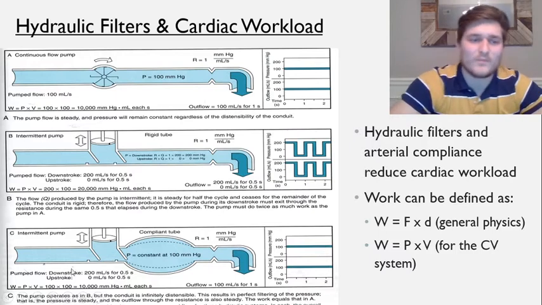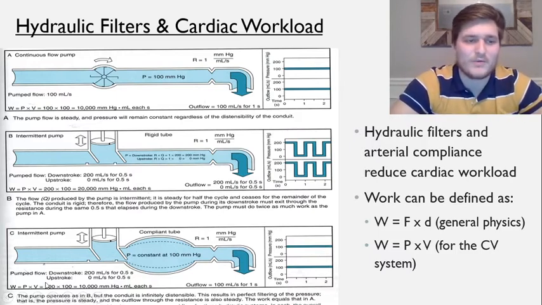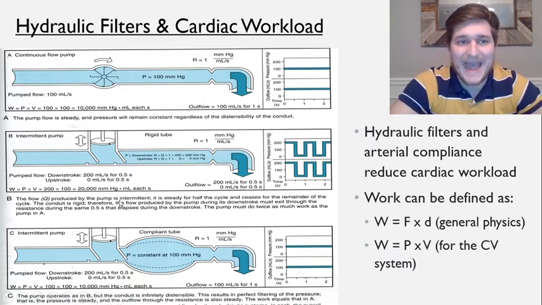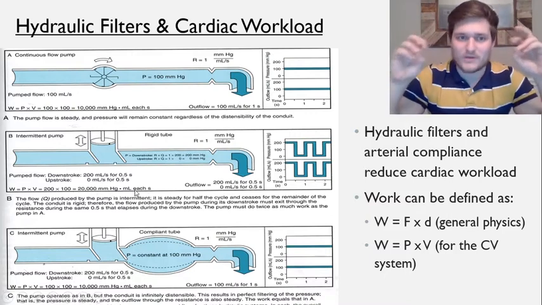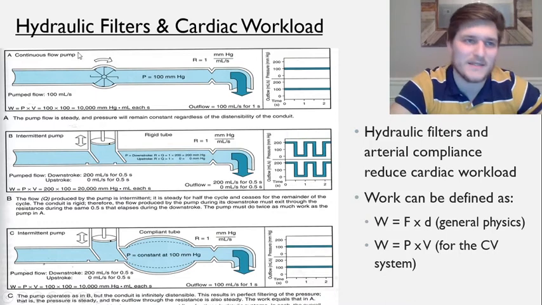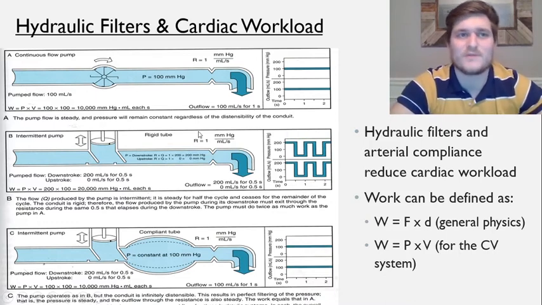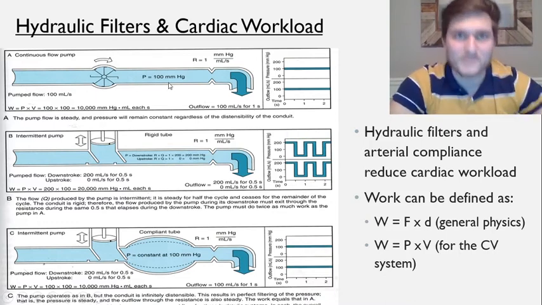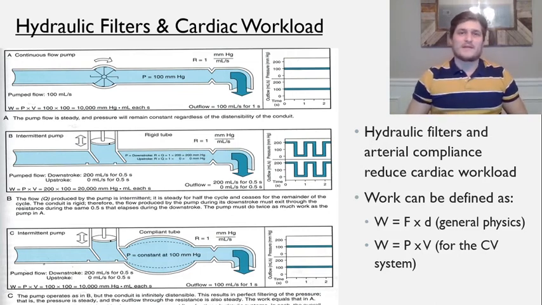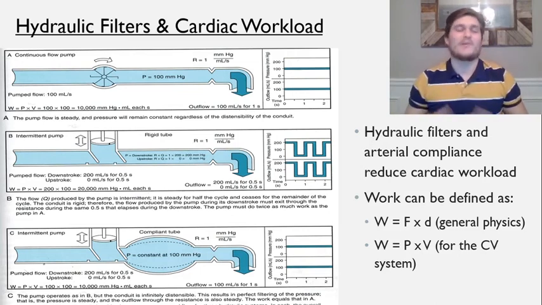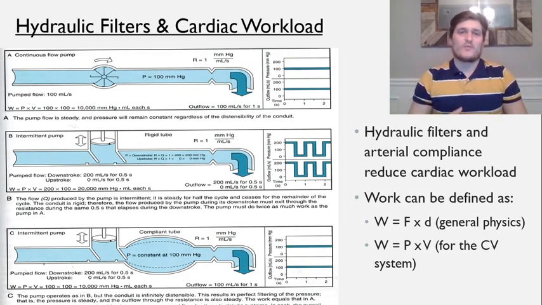But again, with this intermittent pump, you are getting a workload that is half of one with rigid tubes, or in our case, rigid arteries, and is the same or similar to this continuous flow pump. So overall, having these elastic, compliant arteries helps reduce our cardiac workload.